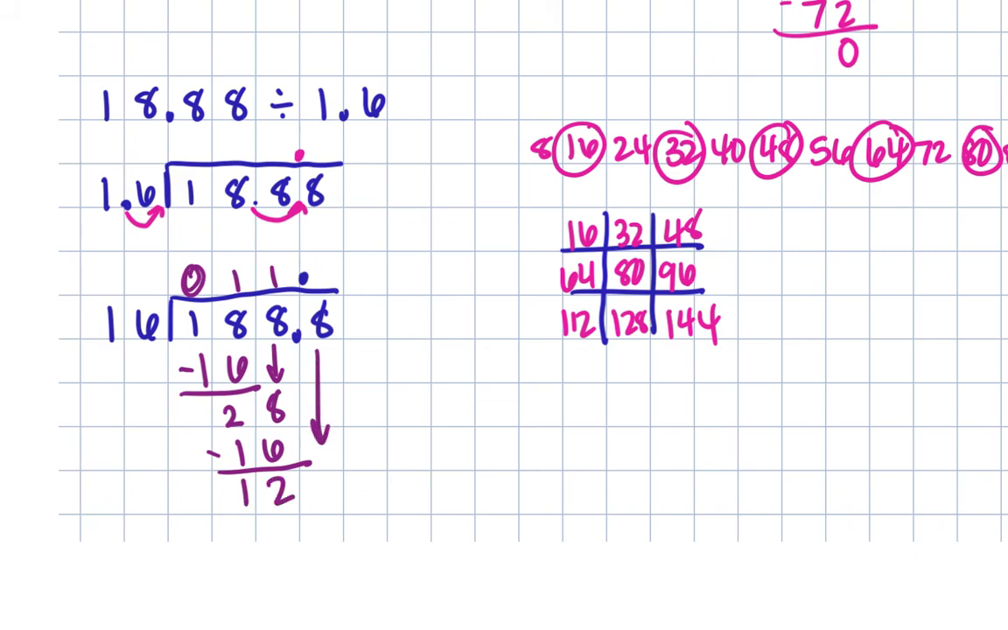So bring down my 8. And the closest I can get to 128 without going over is 128, which is multiplying by 1, 2, 3, 4, 5, 6, 7, 8. And I'm done. So my answer, or my quotient, is 11 8/10.